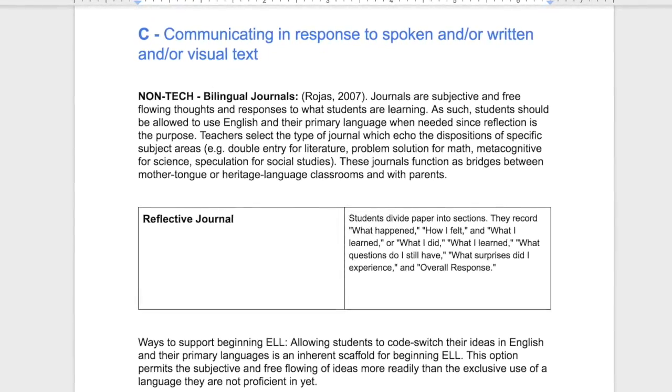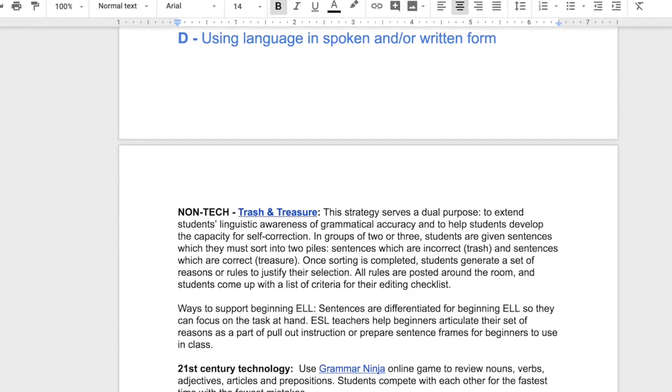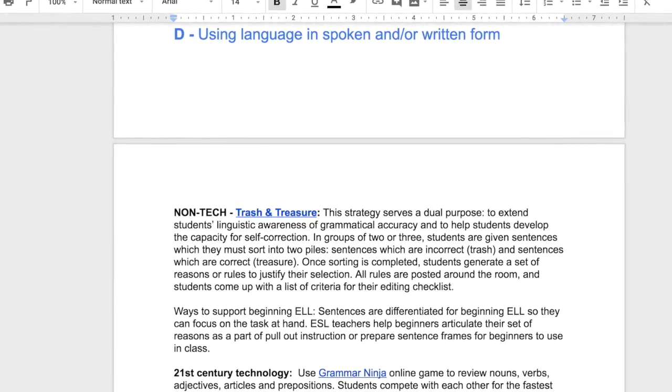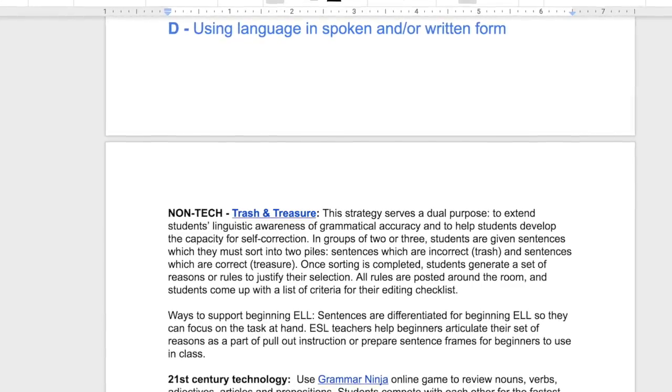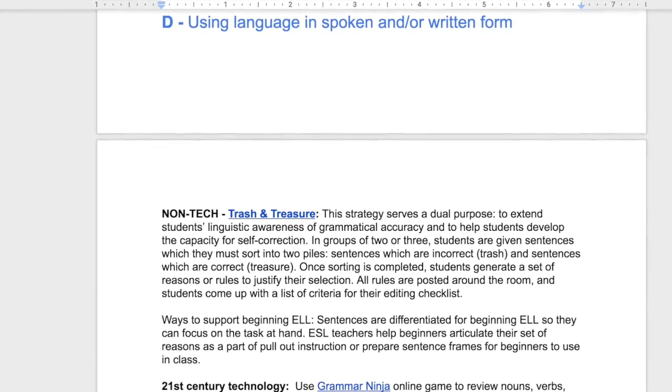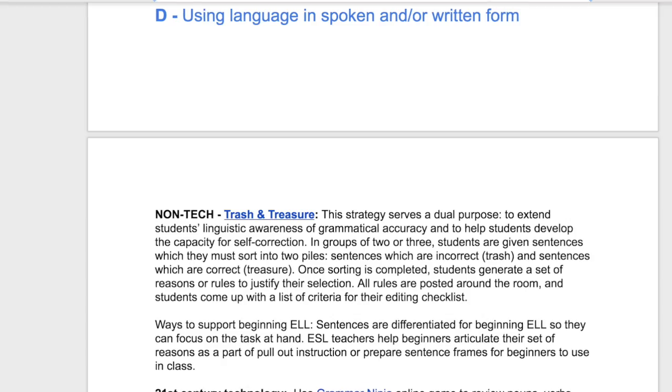Here is an example of a vocabulary building activity that we use with antonyms, synonyms, and word meanings. This activity can also be used in any class with content-specific vocabulary as well.